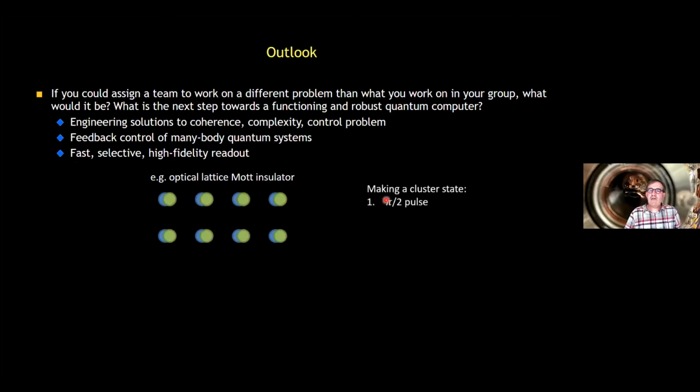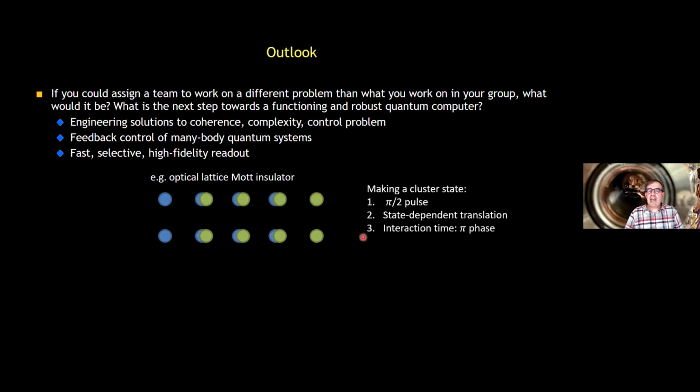I can create a very useful state out of that known as a cluster state. And here's how it's done. You put a pi over 2 pulse so that every atom is now in the superposition of 2 spin states. You apply a spin-dependent force, like a spin-dependent lattice. Titanium would be perfect for this because it has very strong spin-dependent interactions with light. And you drag the atoms over so that they all sit over their neighbors, or their next neighbors, or the next neighbors. You can do all sorts of things.